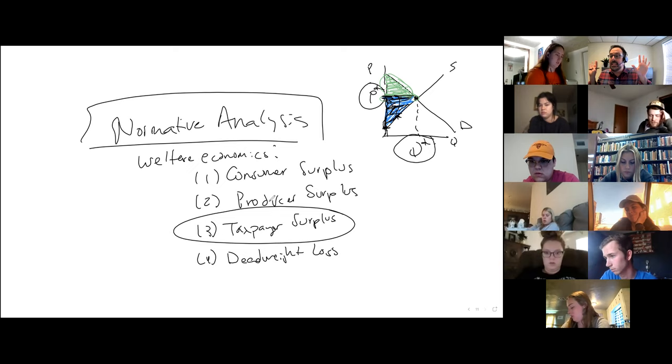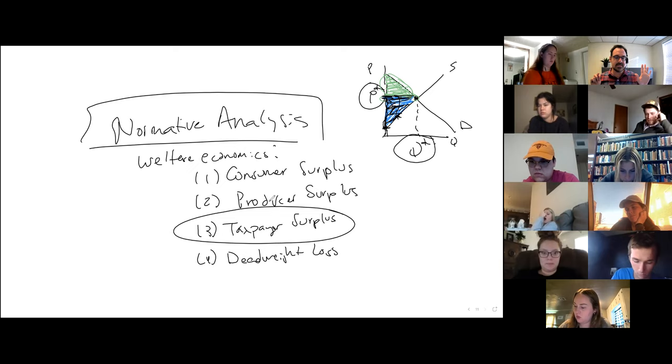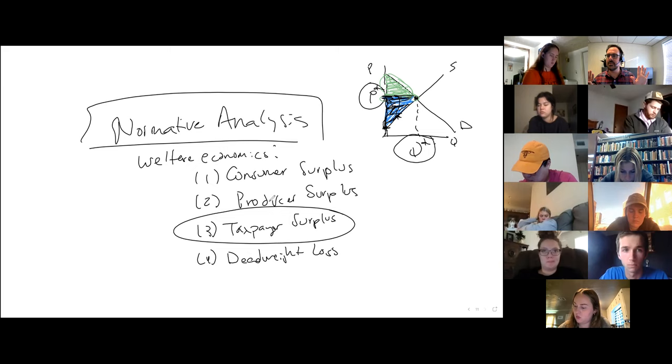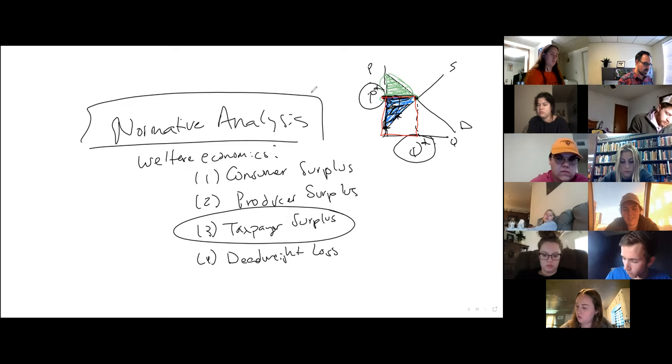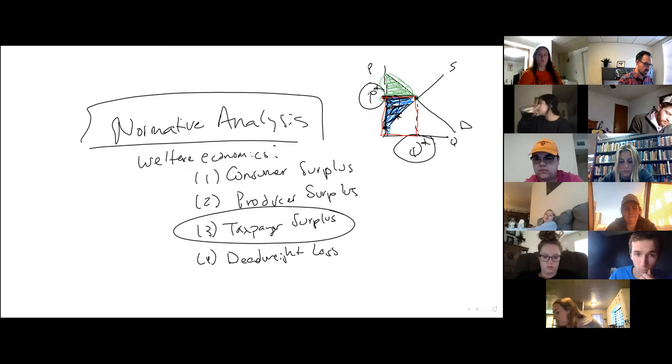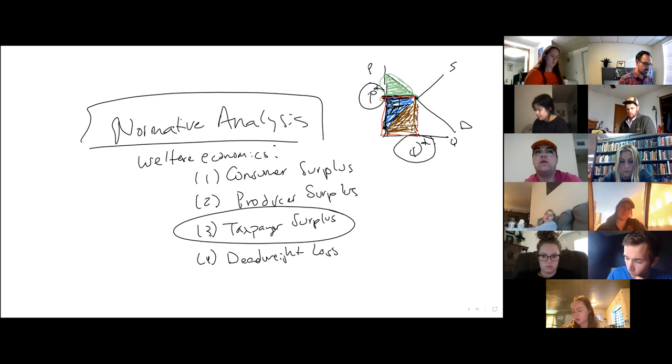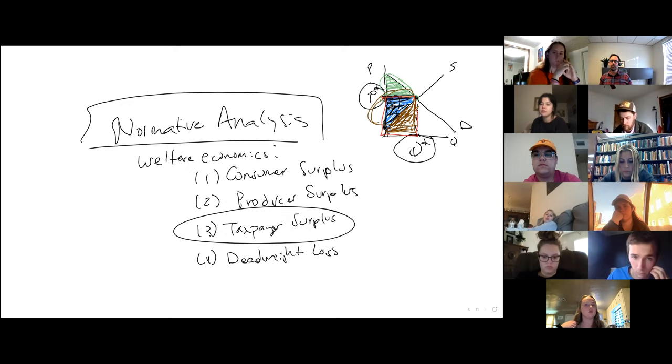So the easy answer is that it's the total revenues minus the total short run production costs. The total revenues are P times Q, so that's this whole area right here. And then the short run production costs are described as the area under the supply curve. And so it's this area right here, which is roughly profits, sort of equivalent to profits. Good. How about taxpayer surplus?